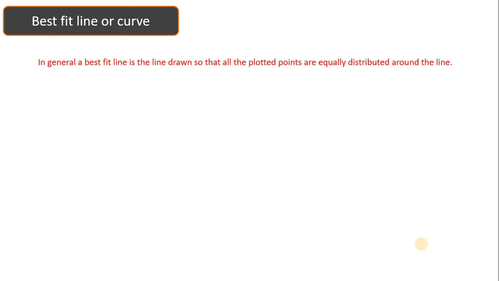I am not giving you the statistical definition of best fit line. The easiest definition for us is, in general, the best fit line is a line that we draw on the graph so that all the plotted points are equally distributed around our line. This is important. It is not necessary that the line must pass through all the points. No. The best fit line is the line about which all the points are equally distributed.